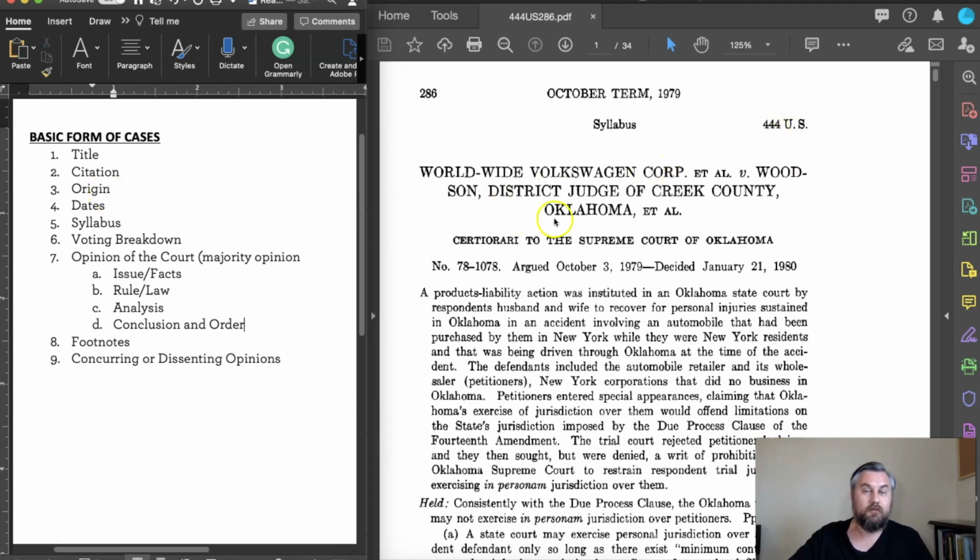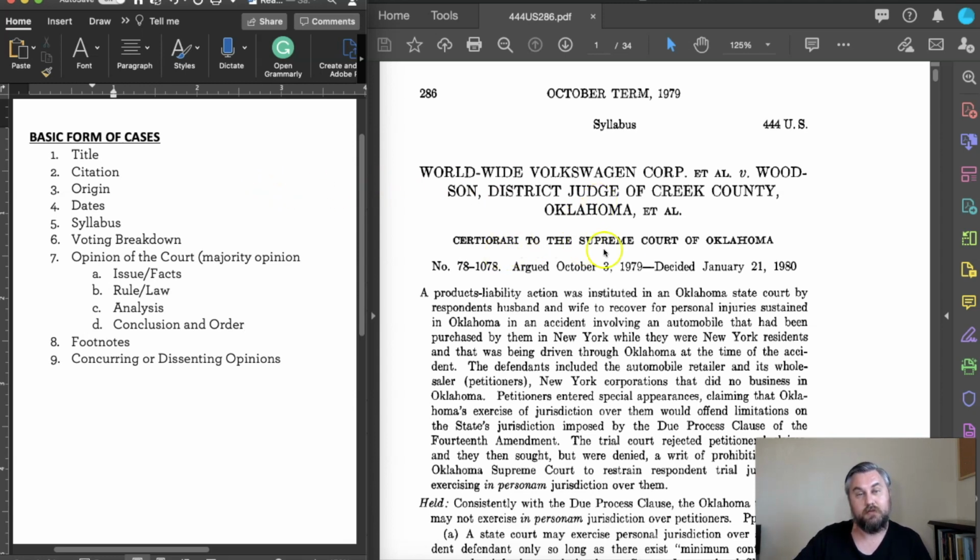The other thing you're going to look for is the origin. Where is this case coming from? So here it's certiorari. That means a petition. You're seeking that the Supreme Court take the case. So it's coming from an appeal in some respect. You ask the Supreme Court to take the case, and the Supreme Court has agreed to do so, and it's coming from the Supreme Court of Oklahoma. That's a state Supreme Court. So someone has appealed this decision from the state of Oklahoma. That's really helpful. That gives you an idea as to where it's coming from.